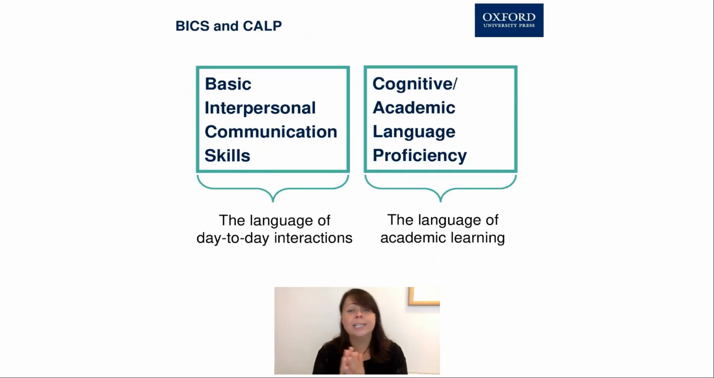The CALP stands for Cognitive Academic Language Proficiency, and this is the language of academic learning, so of hypothesizing, justifying, classifying, evaluating. And this is not surprisingly harder to learn, longer to learn. And some people also argue it's impossible to learn if not taught explicitly.